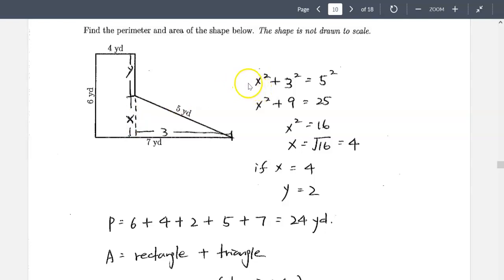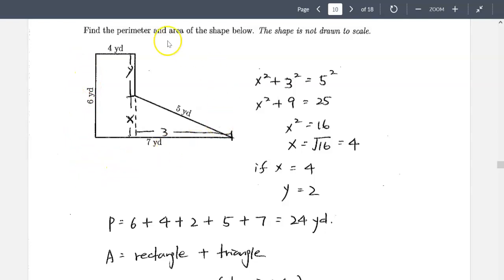So let's use the Pythagorean theorem again. x squared plus 3 squared equals 5 squared. So x squared plus 9 equals 25. When you subtract 9 on both sides, x squared equals 16. Then when you take the square root, x equals 4. All right, now we know this is 4. Now, if this whole length on the side of the rectangle is 6, and x is 4, then y must be 2. Notice the figures are not drawn to scale, so we need to be careful with that. So x is 4, y is 2, because together you have 6 here.